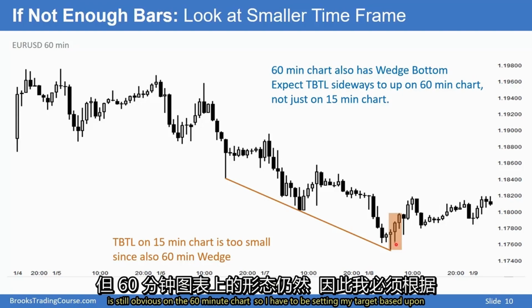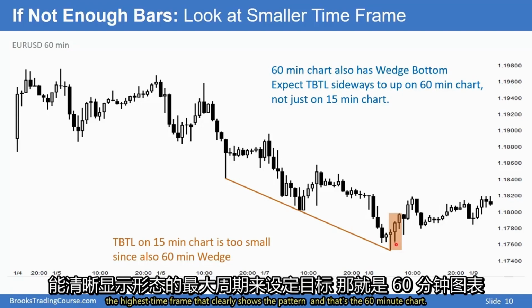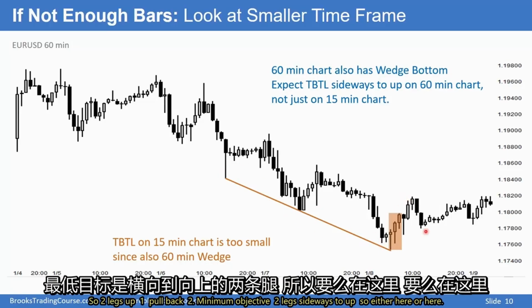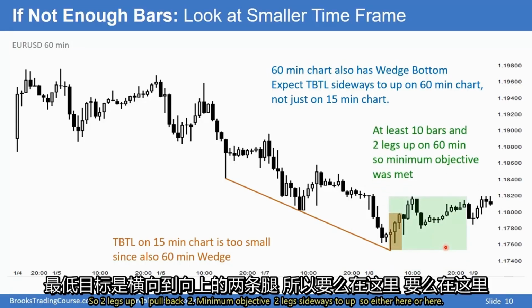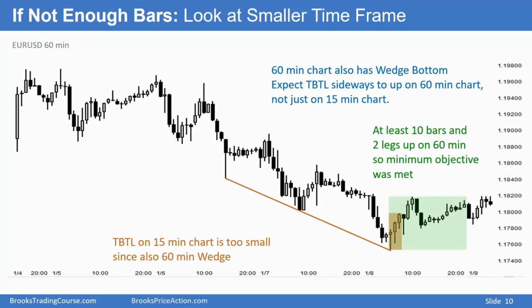So I have to be setting my target based upon the highest time frame that clearly shows the pattern. And that's the 60-minute chart. So 2 legs up, 1 pullback, 2. Minimum objective, 2 legs sideways to up, so either here or here.